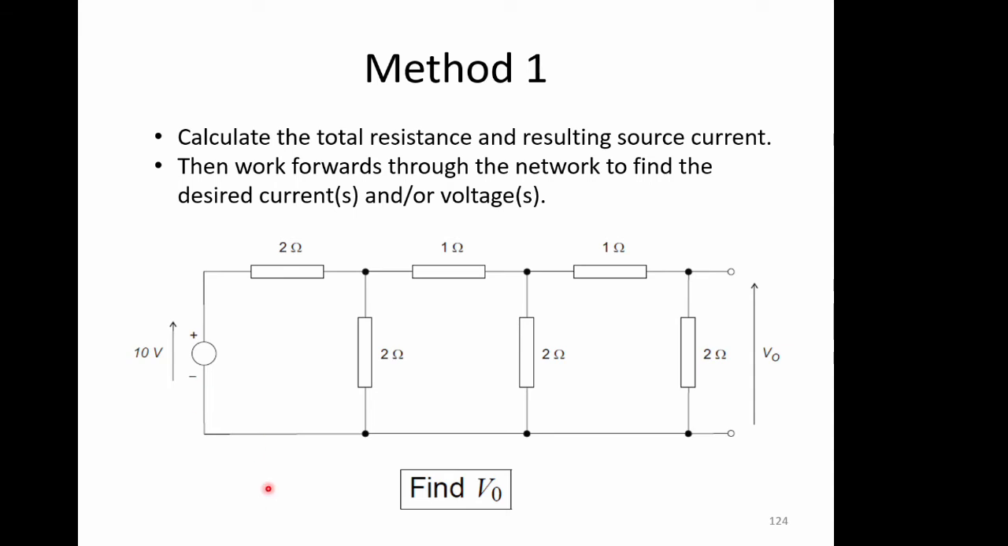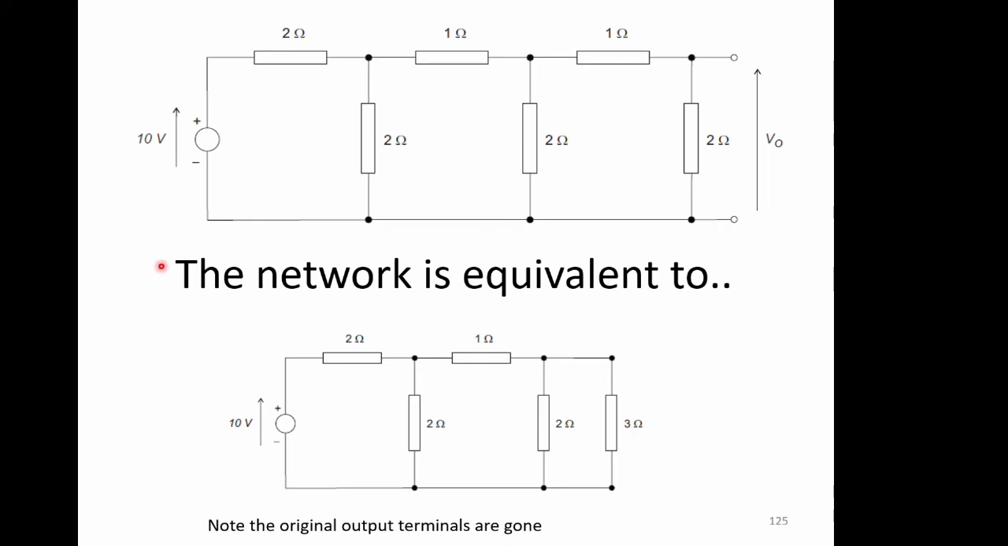So if we want to find out V0 for a given input, so here's 10 volts coming in, and we want to know what's the output coming out over here. We can use this method. We can calculate the total resistance and the resulting source current. So we can turn this into one big resistor and then just apply Ohm's law. Okay, that sounds like an ambition, but we can do that. How do we do that? So we can start to look at this and we can start to apply the rules.